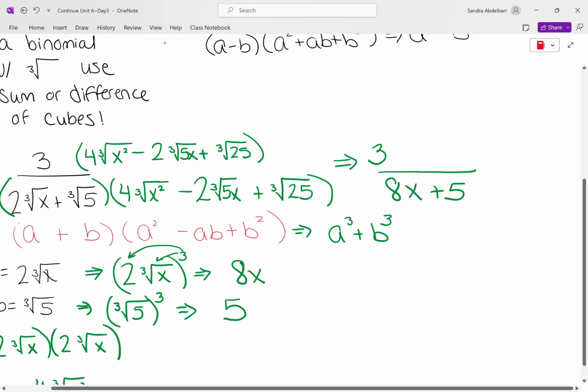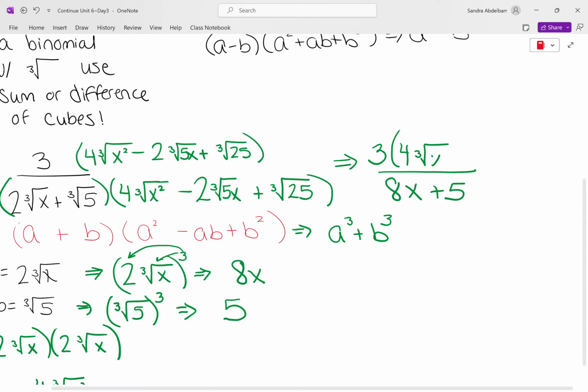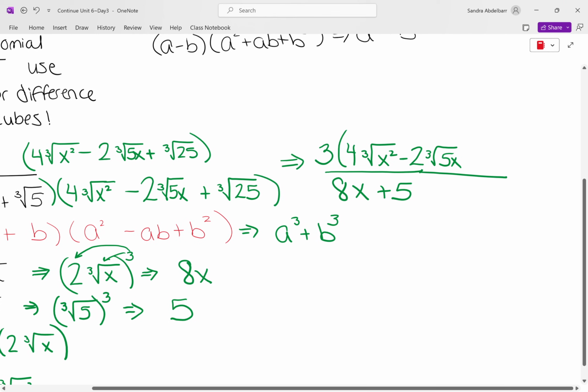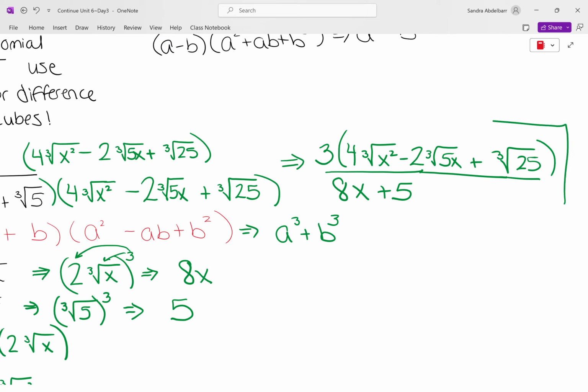And in my numerator, I can just leave it as 3 times the quantity of the cubed root of x squared minus 2 times the cubed root of 5x plus the cubed root of 25. If you wanted to distribute in that 3, could you? Absolutely.